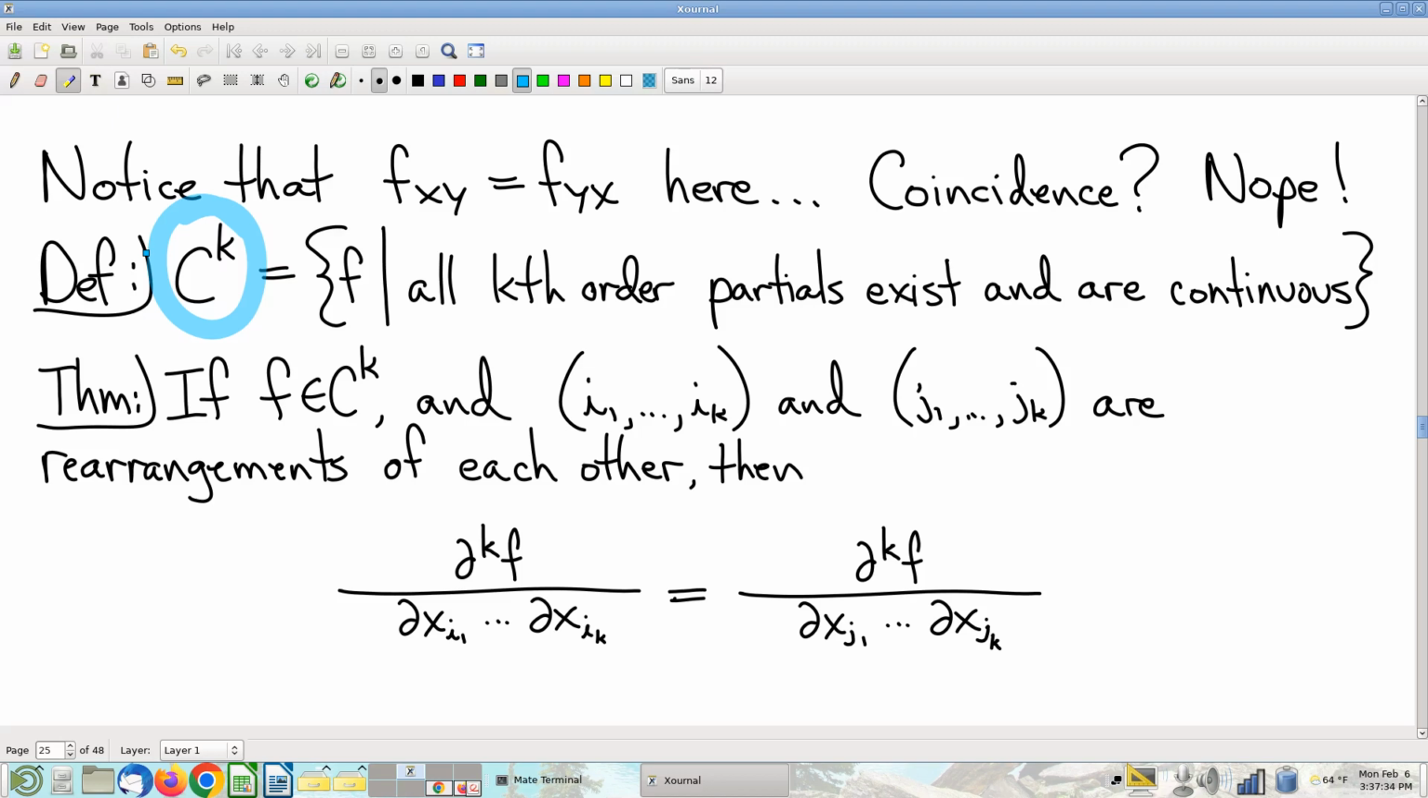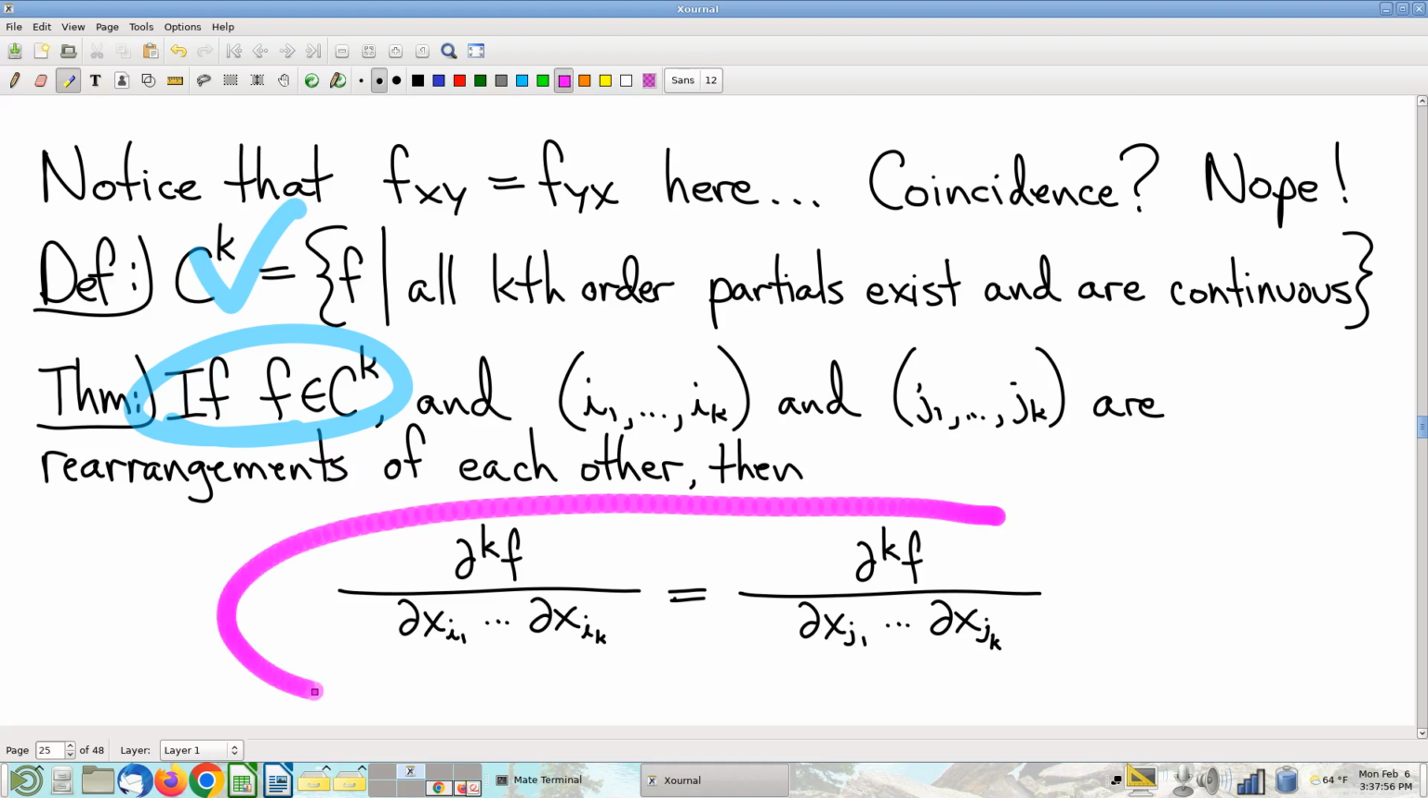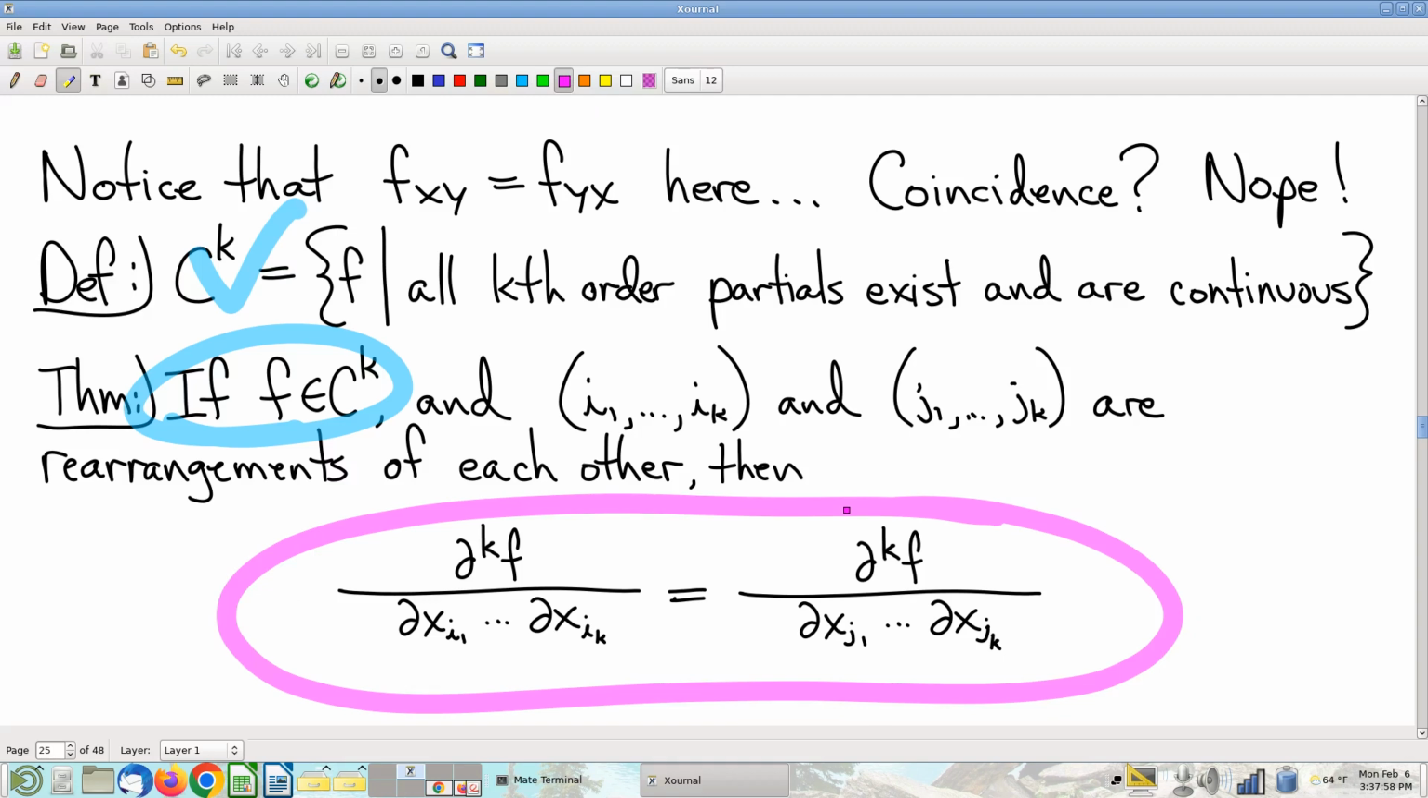You're going to see this kind of thing substantially in Math 353 next semester as well. But here we're going to use it as follows. If you're talking about functions in this category that are this nice, where all of their kth order partials not only exist, but they're all continuous, that nice of a function, then up to the kth order partials, the order that you take the partials doesn't matter. So just a neat fact, and I'm not going to prove that here. The proof of this is quite a bit beyond the scope of this course.